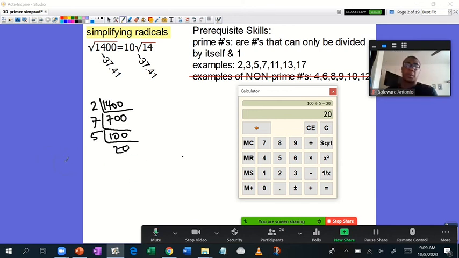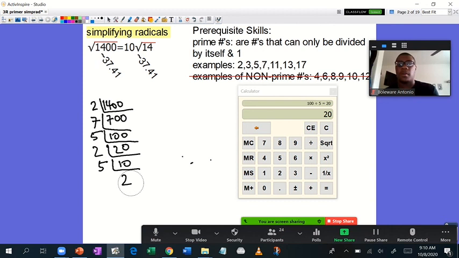Now let's see what goes into 20. We can use 2 again, and now we can start doing these in our head. That goes into 20 10 times. And what goes into 10? We can use 5 again, and 2. 5 goes into 10 2 times.